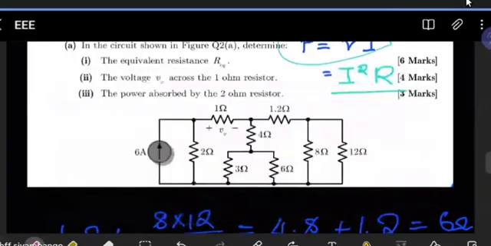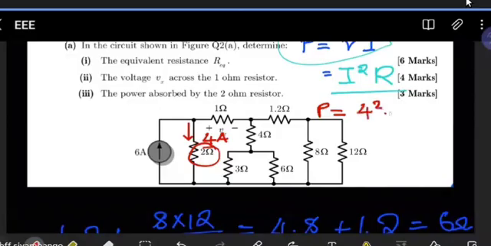What do I mean? Using the current division, we saw to say that the current that will be going towards the 2 ohms will be 4 amps. And the 2 ohms, the resistance there is just 2 ohms, implying that we can easily get the power there as the current squared, 4 squared, multiplying the resistance, which is 2. 4 squared is 16. 16 by 2 is 32. So the power absorbed by the 2 ohms becomes 32 watts. And we're done.